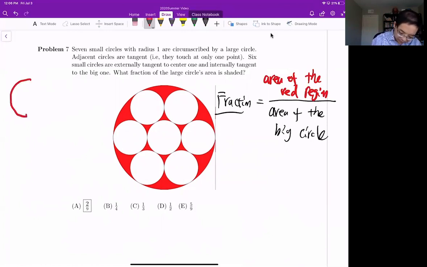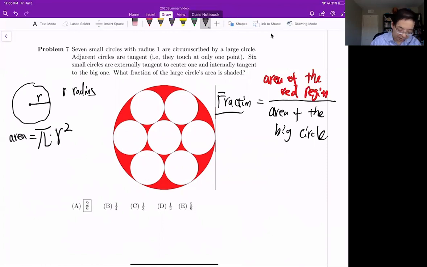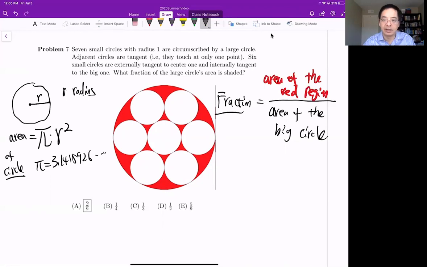So let's recall this. If I have a circle, and this is R, R is called the radius. Radius is the distance from the center to the boundary. Then the area equals pi times R squared. So this is how we calculate the area of a circle. This pi is a notation to represent a number, 3.14, which has infinitely many digits with no obvious pattern, so we use pi to represent this number.